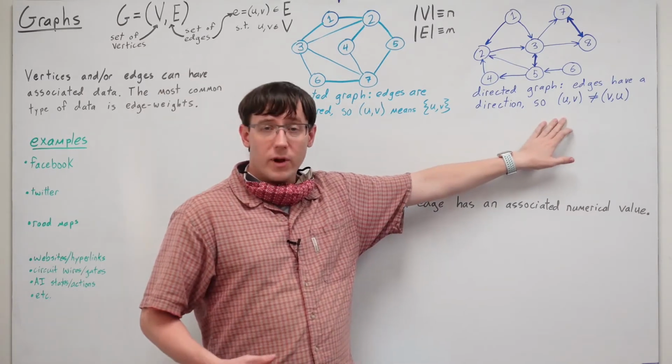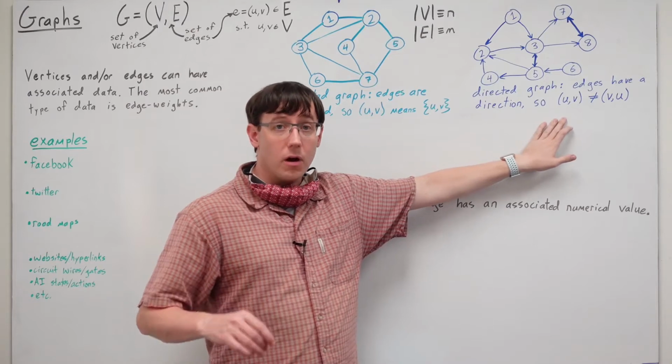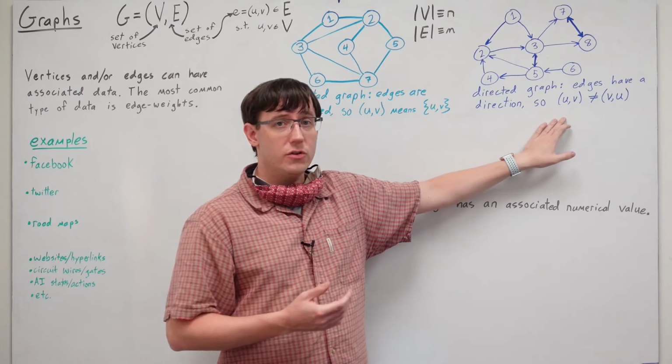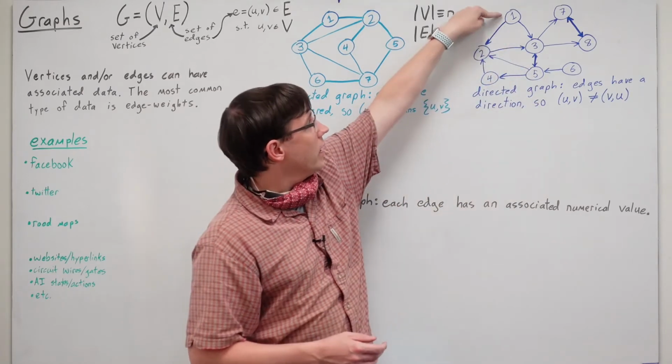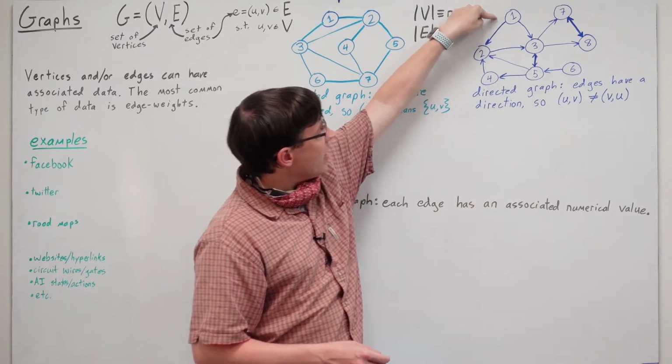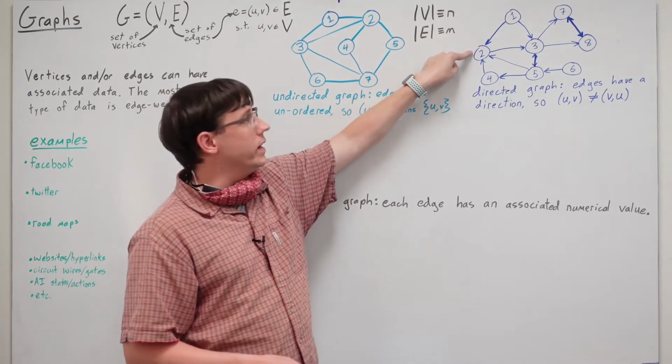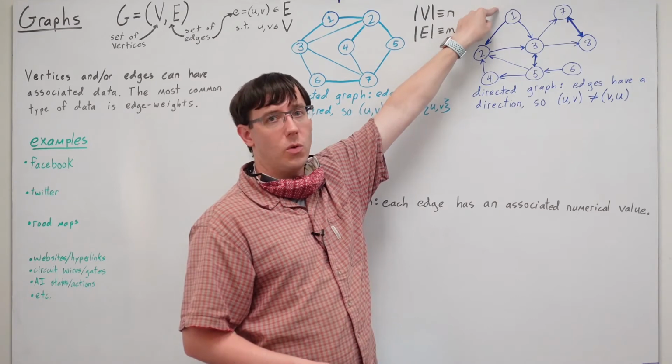In a directed graph, on the other hand, edges really are ordered pairs because there is a specific direction to the edge. And so, in this graph, we have an edge from 1 to 2, indicated by the arrow, but we don't have an edge from 2 to 1.